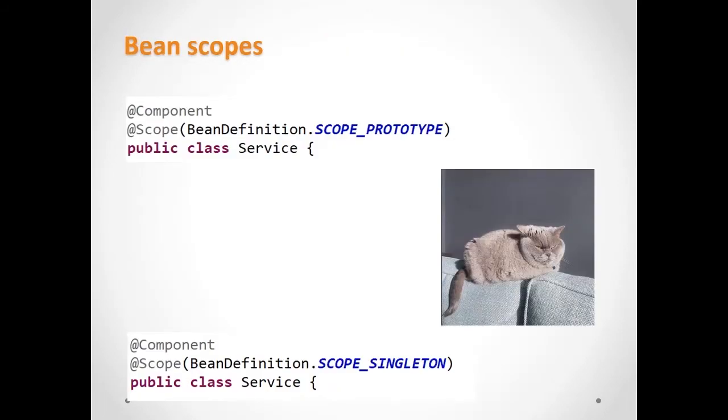Bean scopes. Every bean has an attribute or characteristic called scope. There are 6 default scopes, but you can add your own scopes. The most important scopes are prototype and singleton. If you go through Java technical interviews, you may be asked what the difference is between prototype and singleton. The key difference is that prototype is thread safe because you create a new instance per each access, and singleton is not safe because there is a single instance, and if you have some shared data, you need some kind of synchronization.